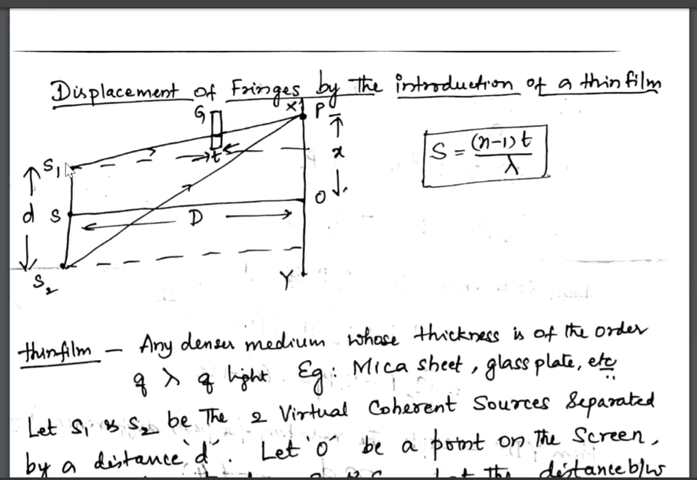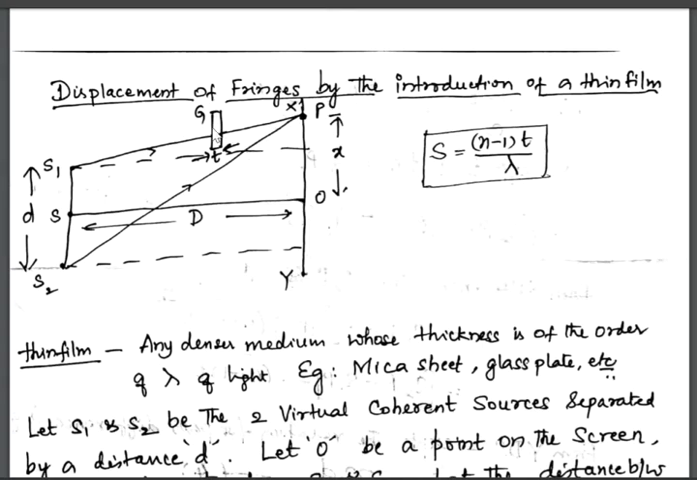Now light from S1 will reach point P traveling through distance S1P, and similarly light from S2 will travel S2P in reaching point P, and say x is the distance of some arbitrary point P from the midpoint O on the screen. So before introducing this thin film of a denser medium, at point O you will have a central bright fringe.